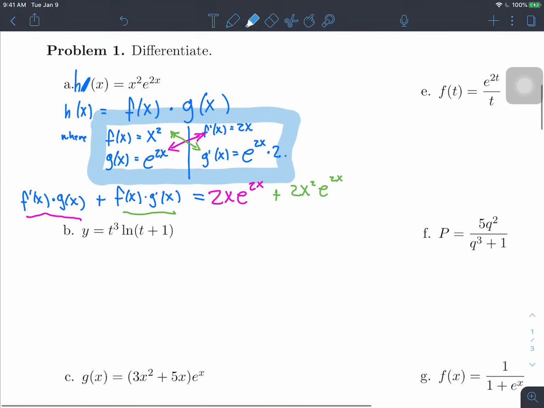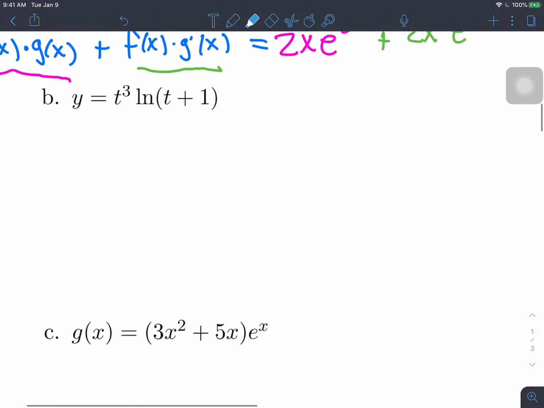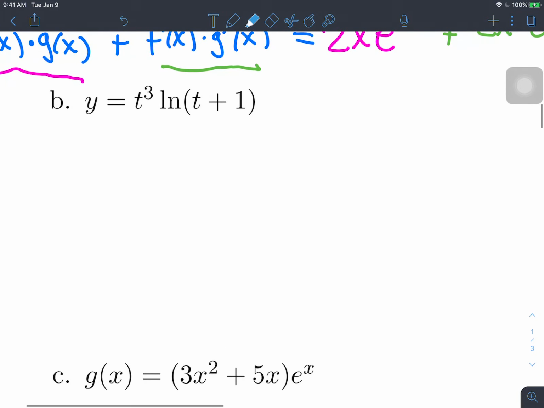Before we go on, are there any questions on this part of the product rule? No? Okay. Then let's do this next problem. I have y equals t cubed times ln of t plus 1.